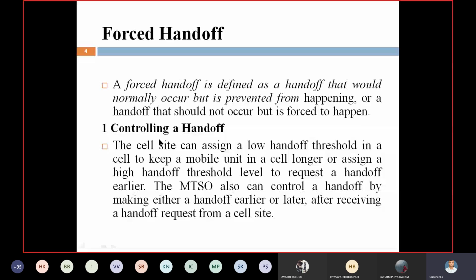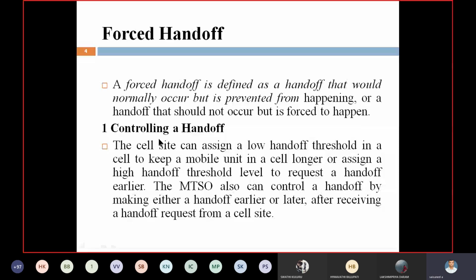A low handoff threshold keeps a mobile unit in a cell for a longer time, but a high handoff threshold keeps the mobile unit in a cell for a short time. You have to assume the threshold value. For a low threshold value, the mobile unit can move in a cell for a longer time without handoff. Whenever we give a high handoff threshold, the handoff happens automatically in very little time, by the MTSO.